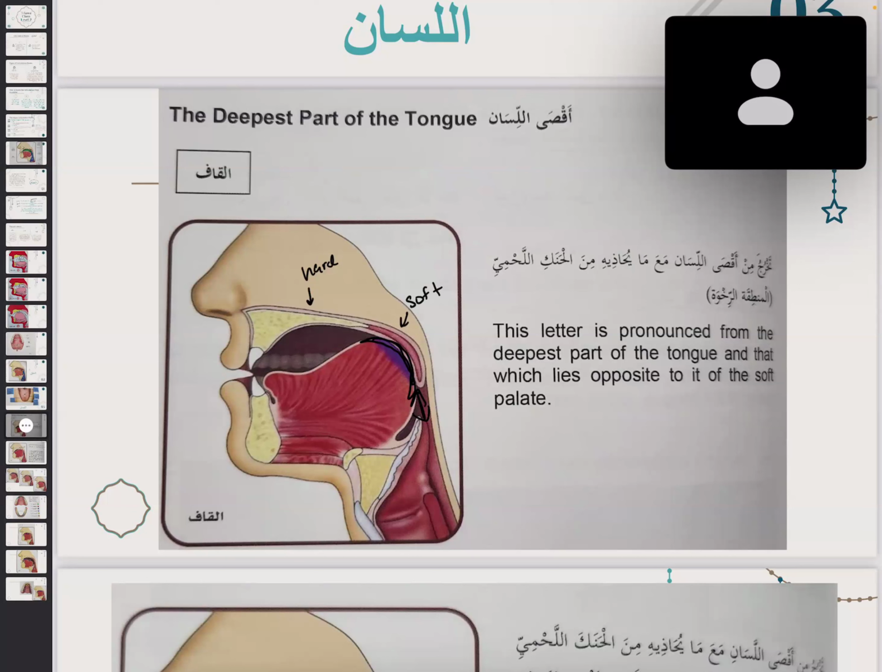Letter kaf comes out when the tongue touches the soft palate and also the hard palate together. Okay. I think I don't want to be more complicated. I hope my lesson is simple until this moment.